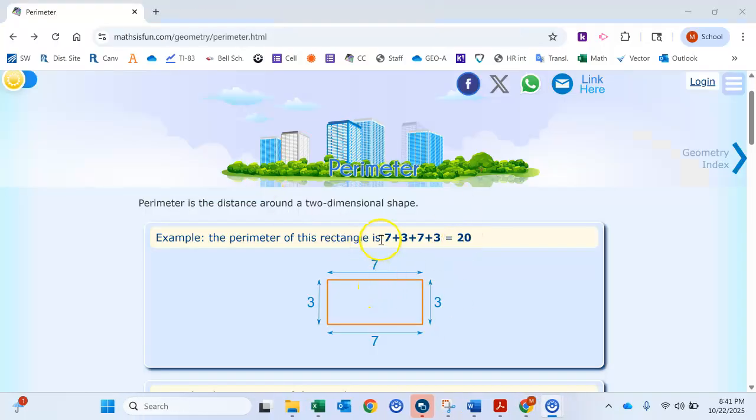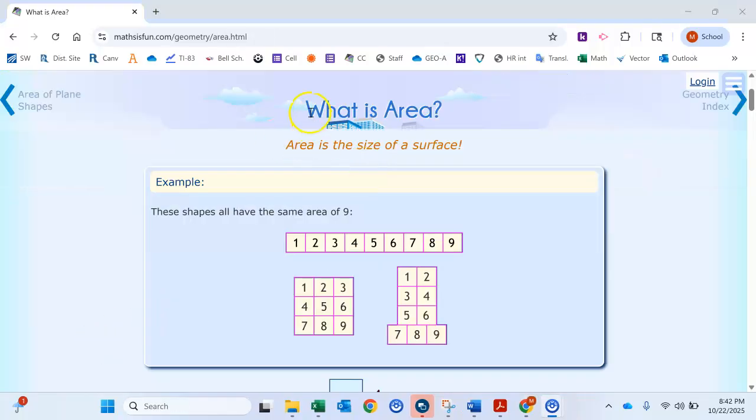So here's a picture that shows how they calculate the perimeter, okay? For the perimeter of this rectangle, they go this side 7, 3, 7, 3, so they add up those numbers and they get 20, okay? So that's the perimeter.